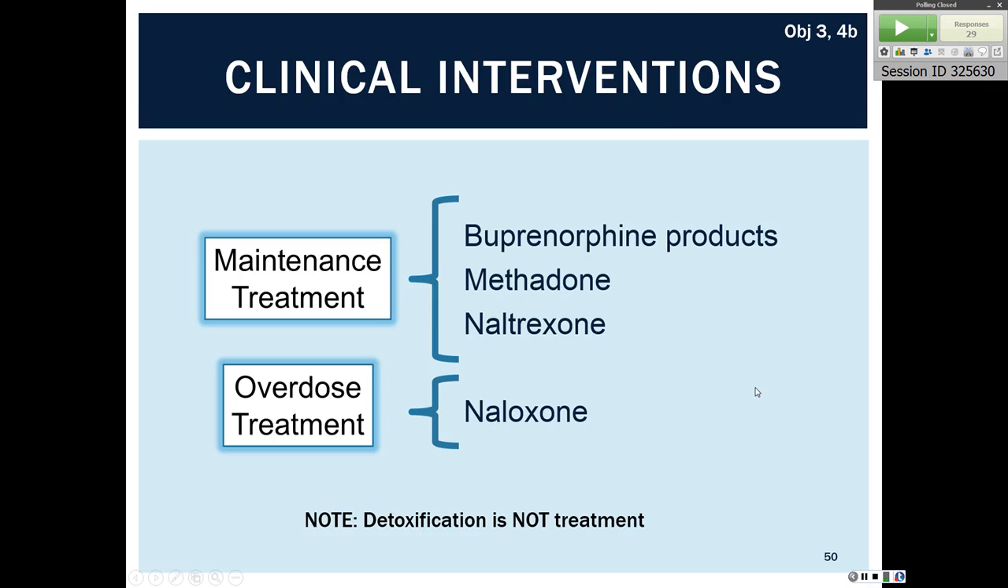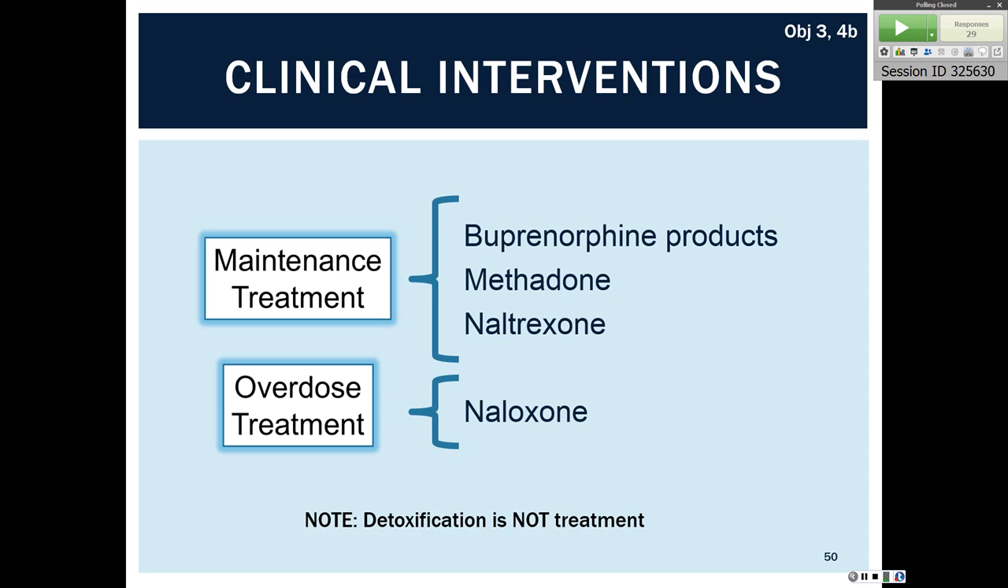So I talked a lot about opioid use disorder in the pre-lecture, a lot of the background stuff. This is getting into what we do for people who have opioid use disorder. There are several clinical interventions we can do. I didn't highlight it on this slide, but we also want to make sure we're engaging people in psychosocial treatment for opioid use disorder. For all addictions, we want to make sure we're engaging people in psychosocial treatment.